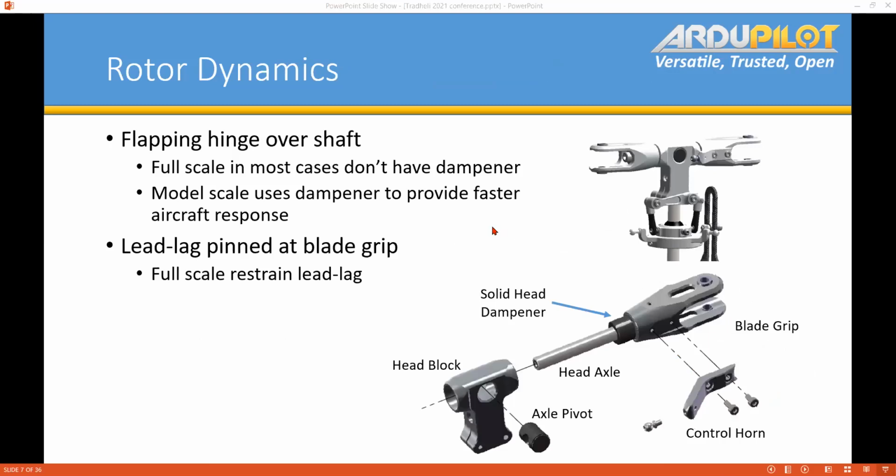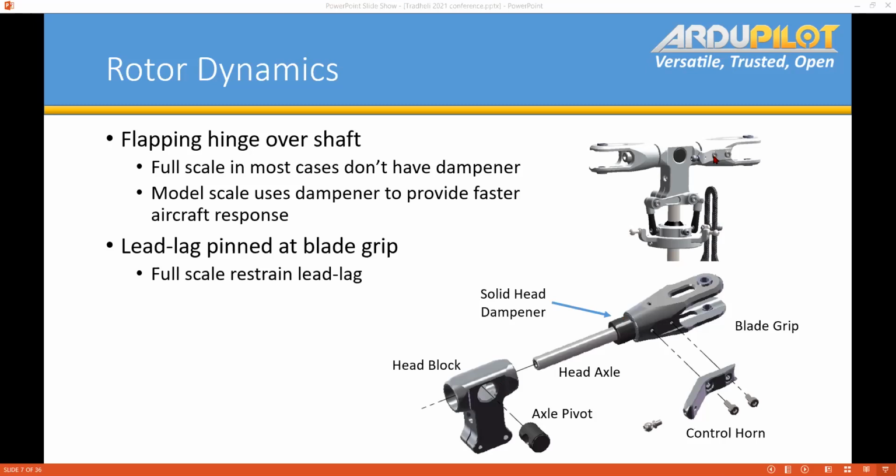So a little bit more about our RC helicopters and this idea of a teetering rotor head. You can see here at the bottom, this axle pivot and the spindle that goes through that. For modern full-scale helicopters, they actually allow this axle pivot for a teetering rotor system. It's freed, and the blade can actually flap up and down like 12 degrees or so.